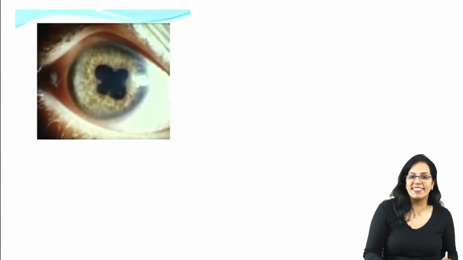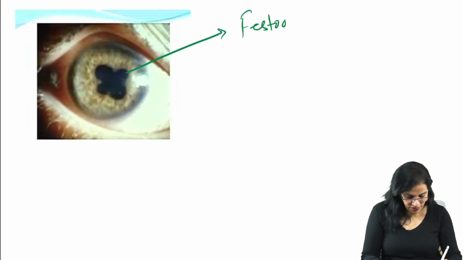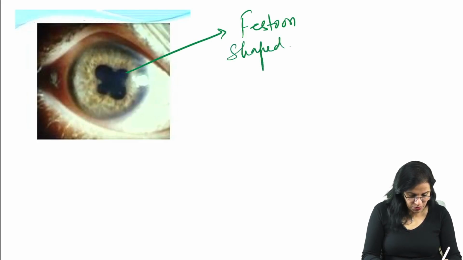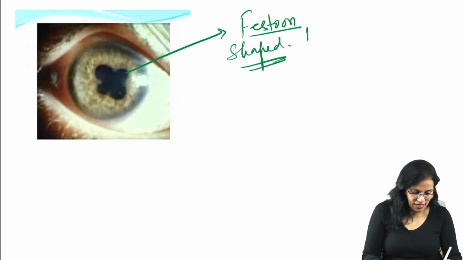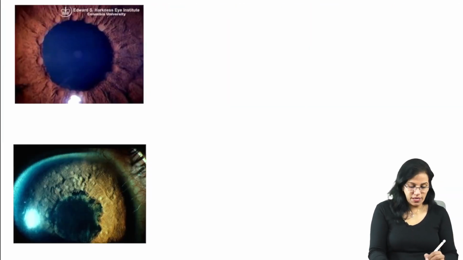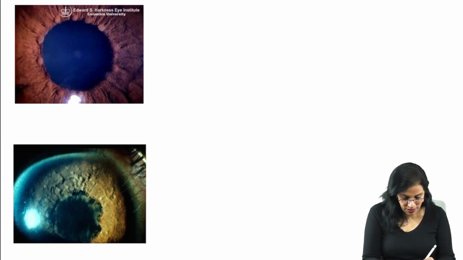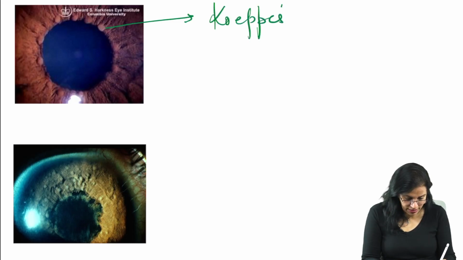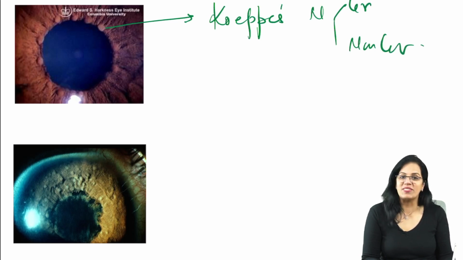What are you looking at? What I see is a, can anyone name this? This is festoon shaped pupil. Festoon due to multiple posterior synechiae. Festoon shaped pupil is seen in anterior uveitis. And of course, they have asked you these questions in FMGE exam. So any nodule at the pupillary border is Koeppe's nodule. Okay, it can be seen both in granulomatous and non-granulomatous inflammation.